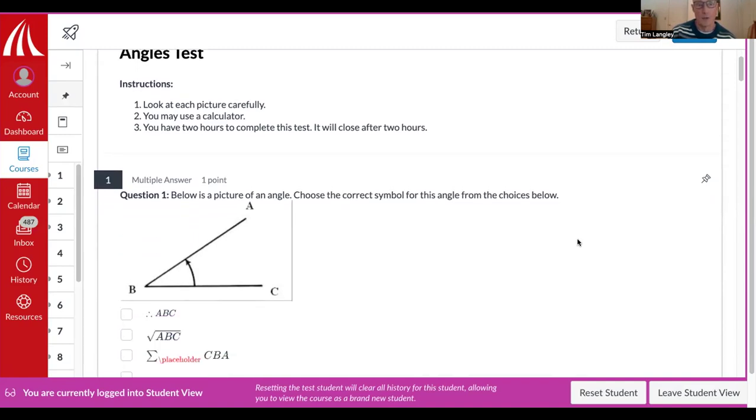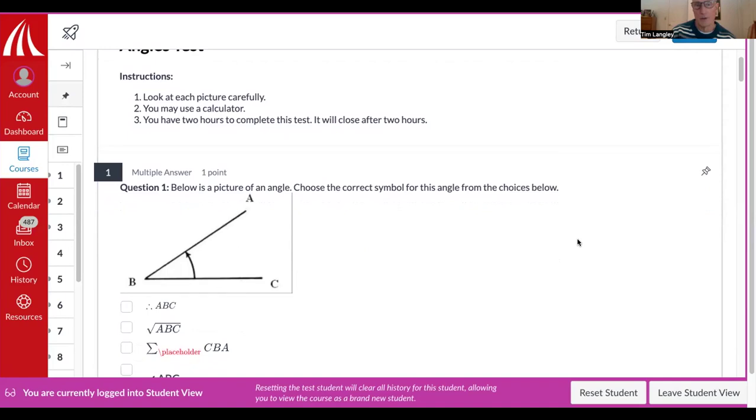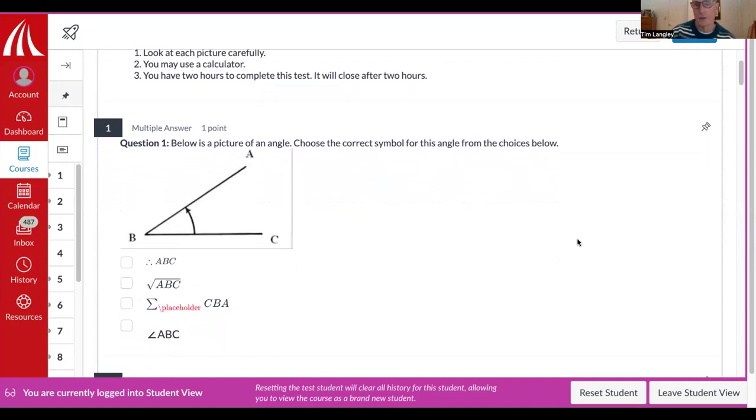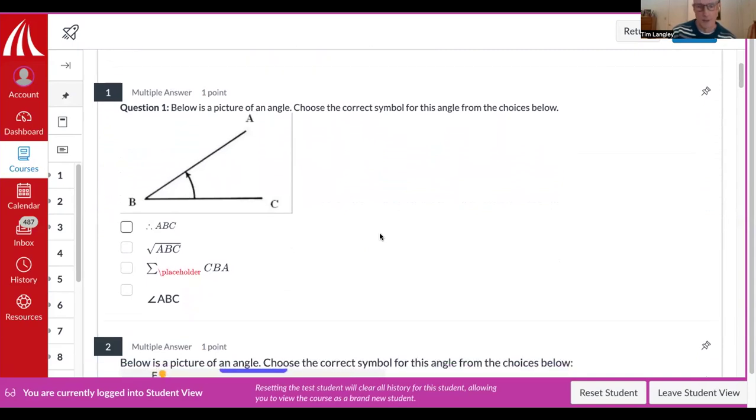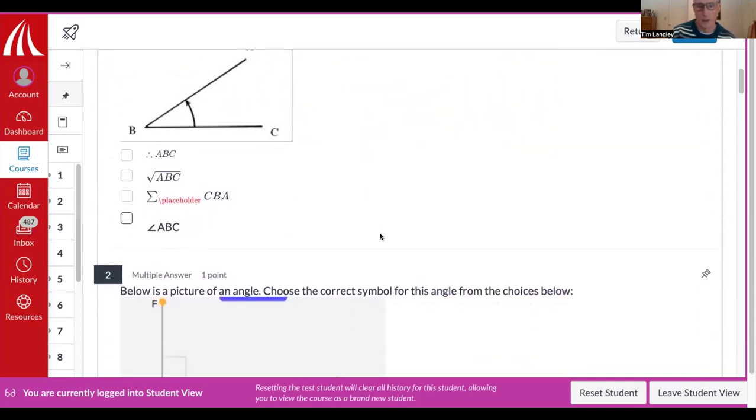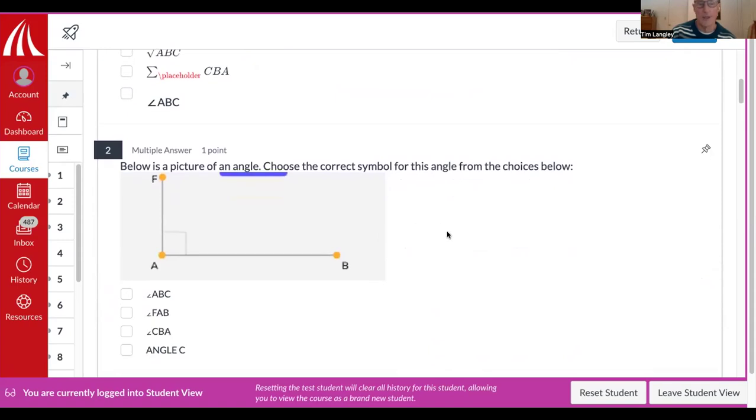Question one: below is a picture of an angle. Choose the correct symbol for the angle from the choices below. You would look at this, and choose the correct symbol, either the first, second, third, or fourth choice. That's what the test looks like. You're going to look at the directions, it's going to ask you to do something, and you make a selection here. Okay, I'm going to stop sharing that and come back to this.